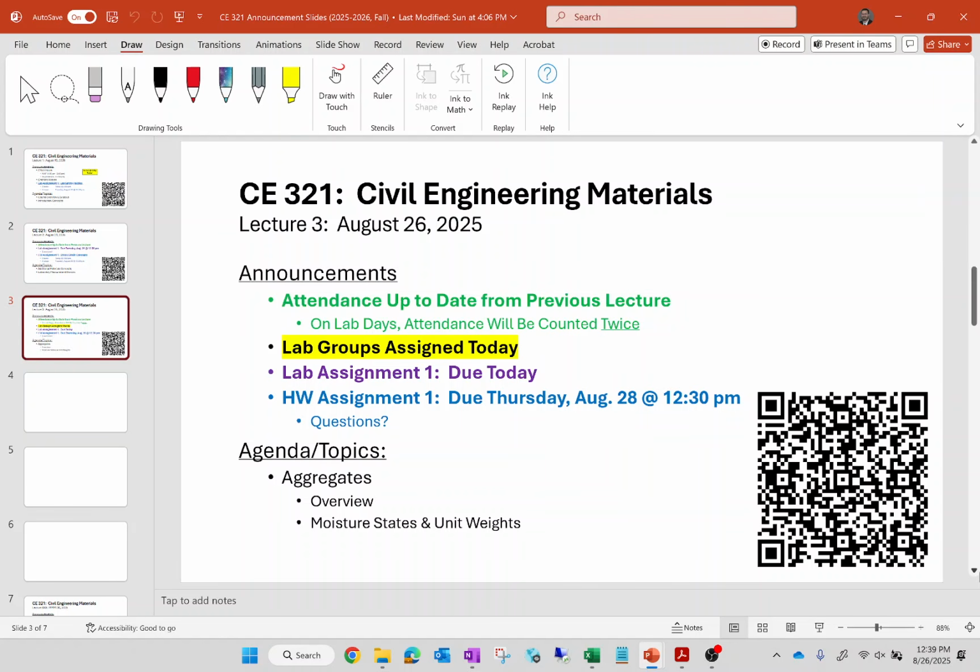topic of aggregates, okay? And so today our focus is just an overview, and we're going to talk about moisture states and unit weights, okay? Everybody good? All right, did everybody get the code one last time?